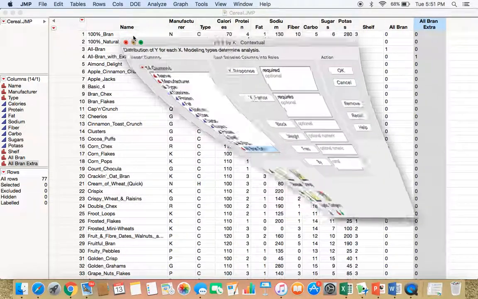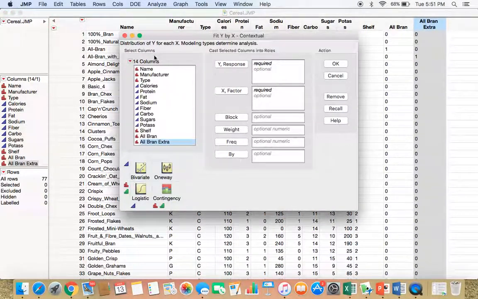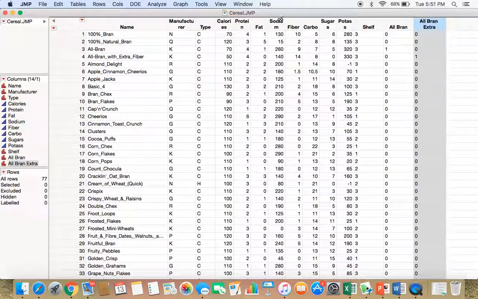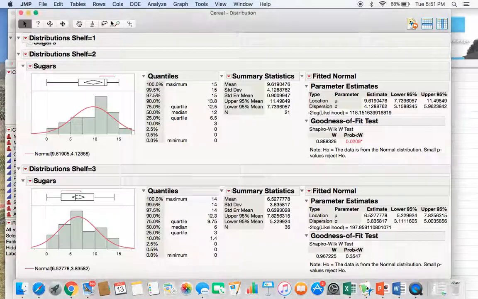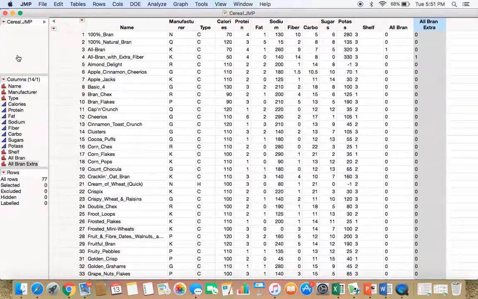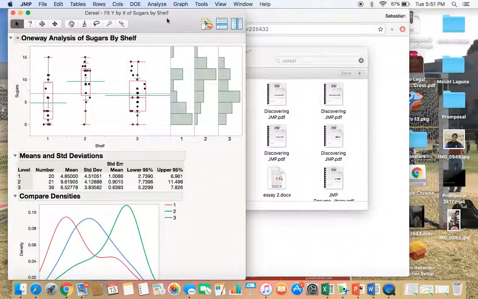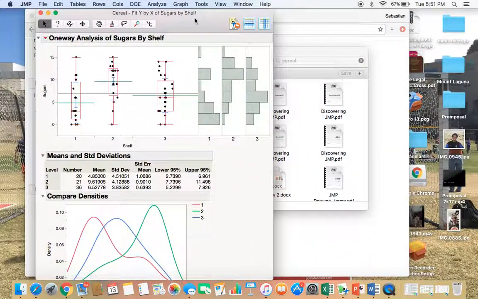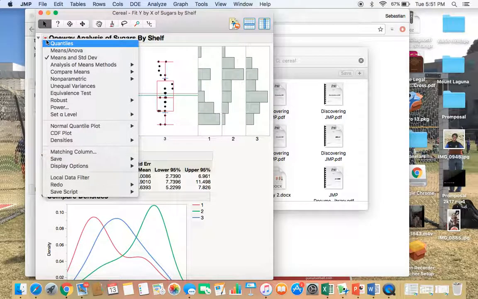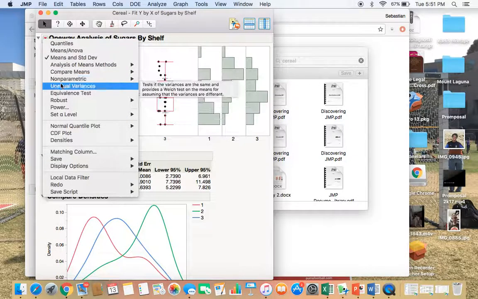Our chart, sorry. Actually, let's just close that out. So we go to our fit y by x output, and we click on the hotspot and select unequal variances.